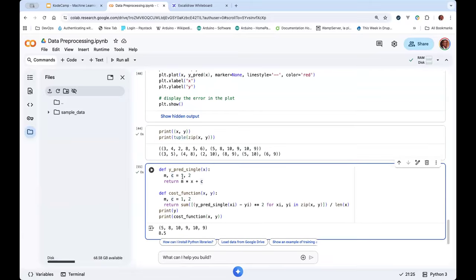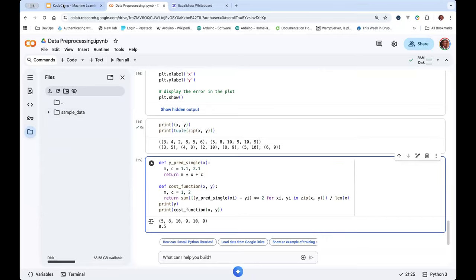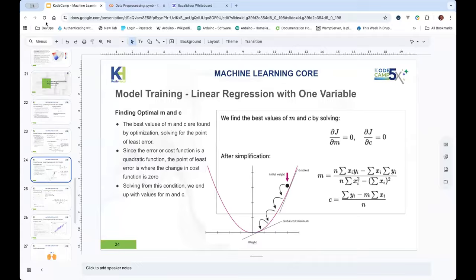Let's say I do the calculation of the gradient and it tells me to adjust M by 0.1 and adjust C by 0.1 also. So if I increase M by 0.1, this will be 1.1, and increase C by 0.1, this will be 2.1. This is normally how the machine learning algorithm does it. It is not a mathematical calculation.